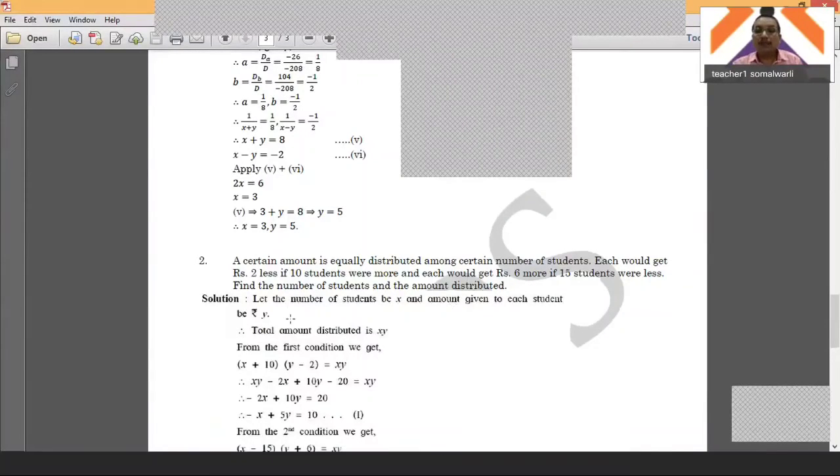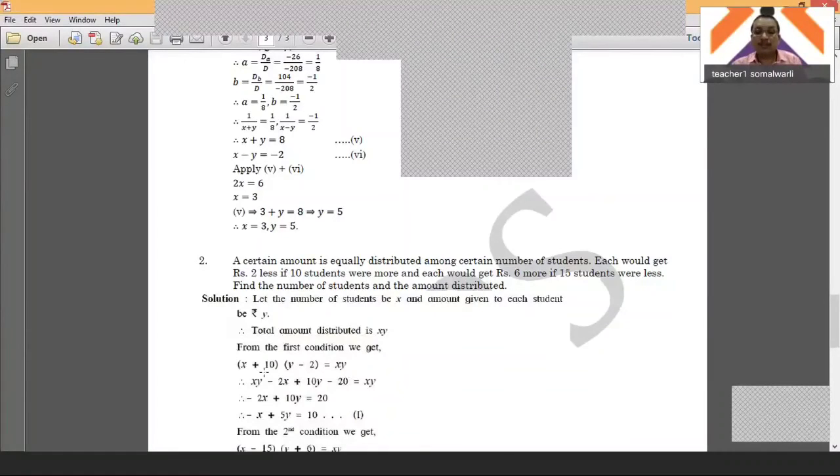So for this, let the original number of students be taken as x and the amount given to each student initially as y. So the total amount becomes x into y. By the first condition, that is when 10 students were more, that gives x plus 10. Each student would have received 2 rupees less. So the per student contribution is y minus 2. If you multiply this, the total amount is given and that is xy.